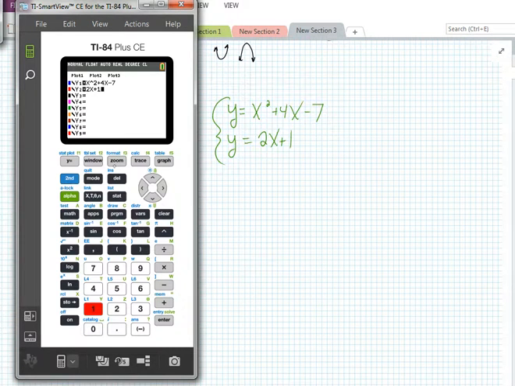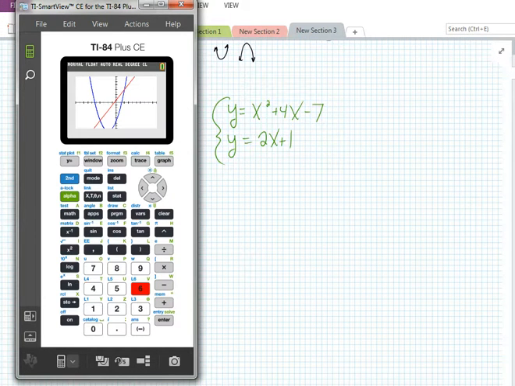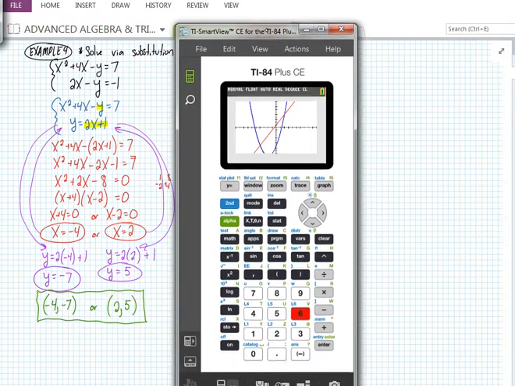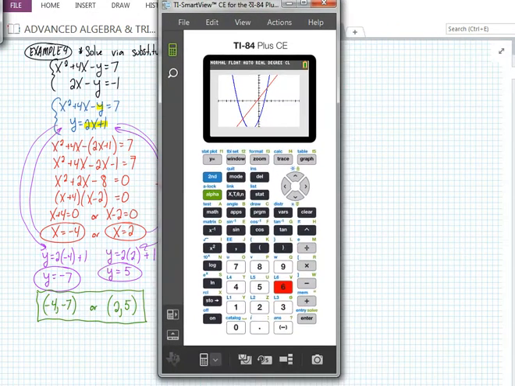Now you want to make sure you're in a standard window. So if you aren't, the easiest way to do it is to zoom standard, which is option 6 here. And we get a graph that looks kind of like that. So notice that we have a parabola. The parabola is the blue one on my screen, and then we have the line. So generally, we had two answers, and since our coordinates were -4, -7, and 2 comma 5, notice that those are the corresponding intersection points.